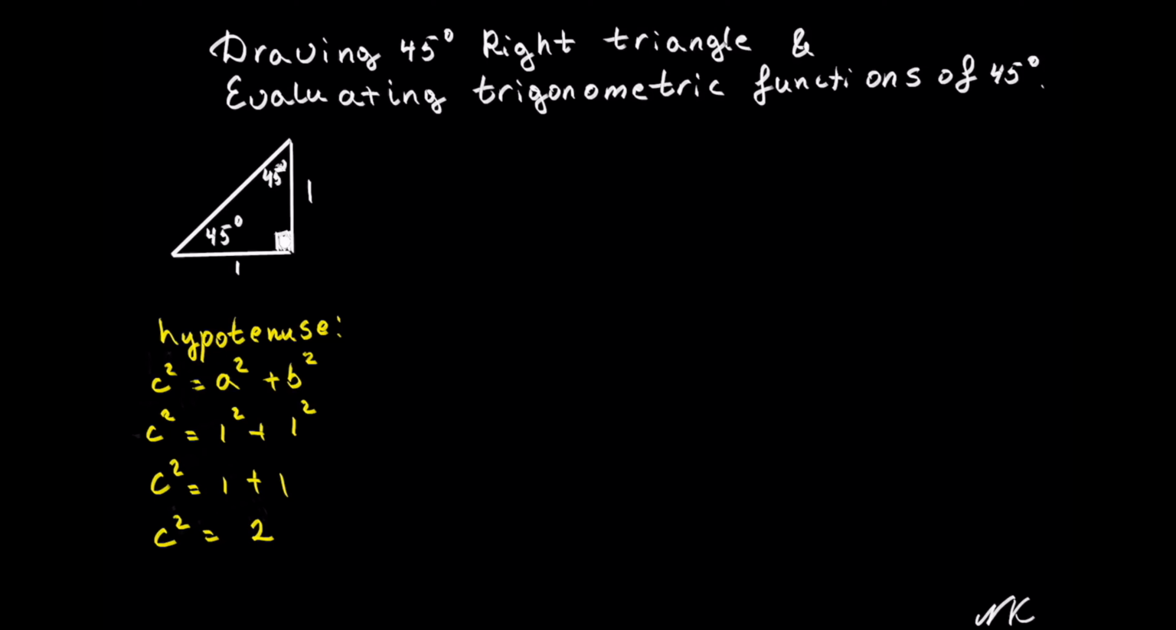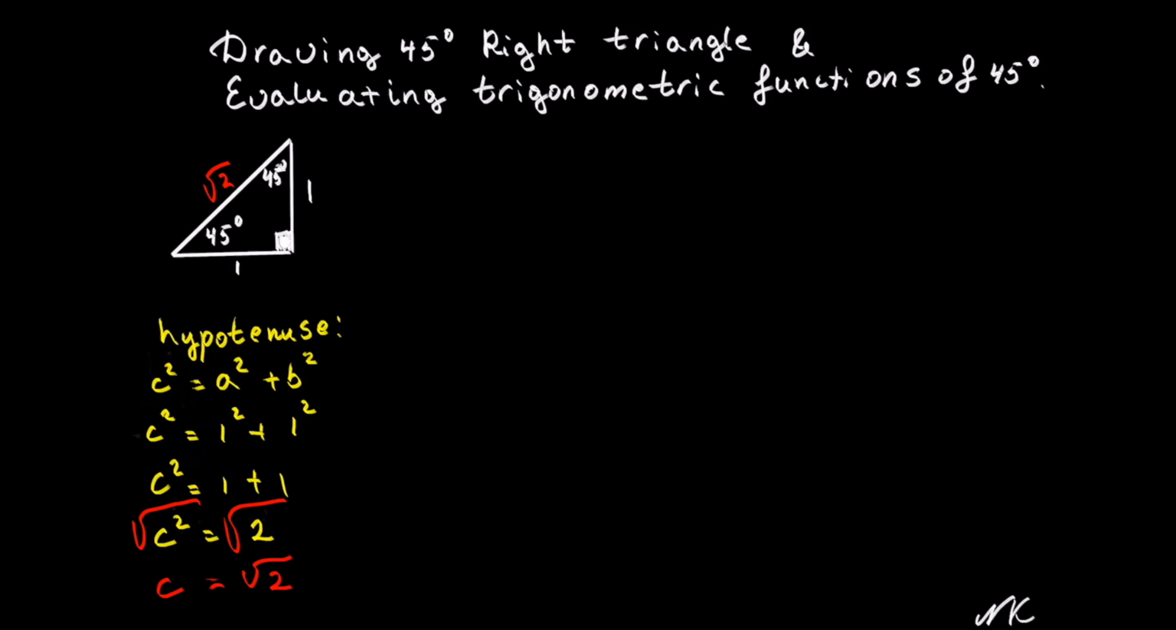A square will cancel out with a square root. We need to do the same to the other side. So we take the square root on both sides and get that the hypotenuse c is equal to the square root of 2. So radical 2 for the hypotenuse.